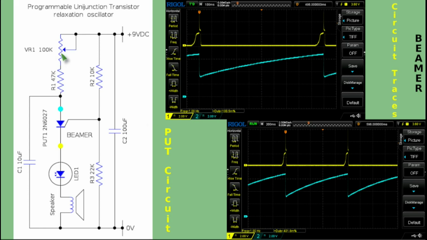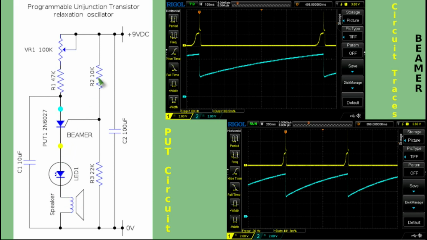Okay, so let's go through this circuit. On the left hand side we have the timing capacitor, 10 microfarad. Then we have the timing resistors, which are in series, the 47k here and 100k potentiometer. Down here is the PUT, which is the 2N6027, and on the cathode of that drives the LED, the green LED, and that's in series with, this is drawn as one speaker, but I used 2 speakers because I thought both of them were 8 ohms, so I thought a 16 ohm load would be more kinder to the circuit.